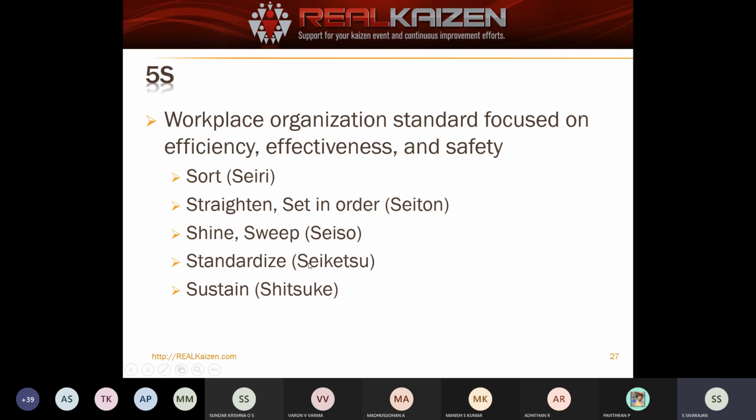For that there are 5 concepts. One is called sorting, straightening, shining, meaning cleaning. That is very important. Then standardize and sustain, meaning all these activities you have to maintain. Once you have procedures, I'll show the remaining slides. What is sort, what is straighten? These are all Japanese words: Seiri, Seiton, Seiso, Seiketsu, Shitsuke. These are the 5, and that concept is called 5S.